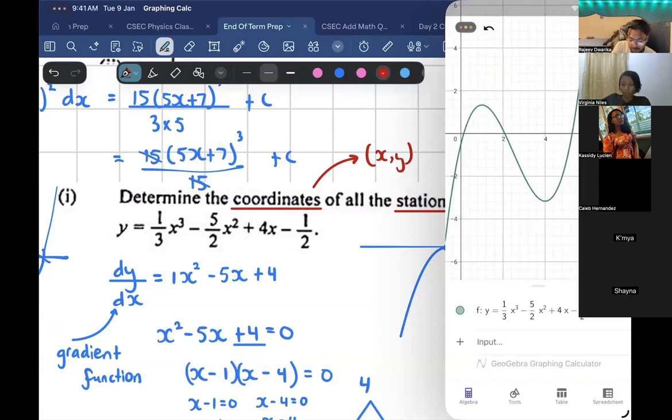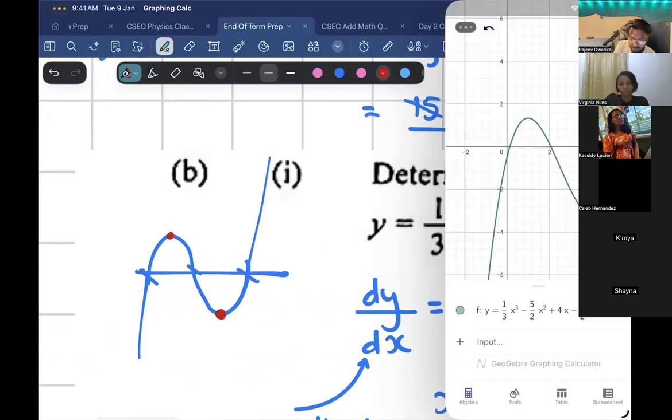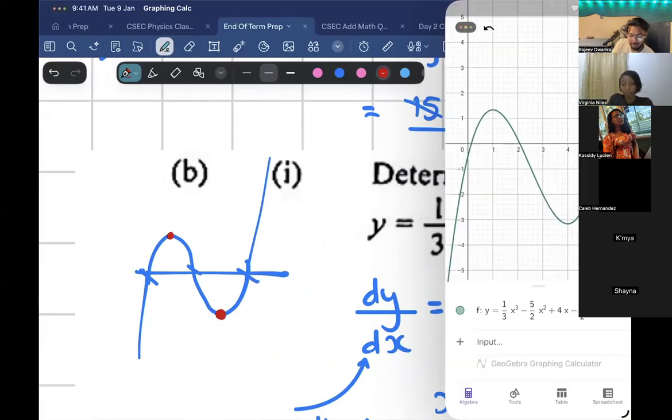Does that look like a cubic? Yes, sir. Is that what we predicted? Yes, until they see a maximum and a minimum. How many times does the graph cut the x-axis? 3 times. Of course, we call that.